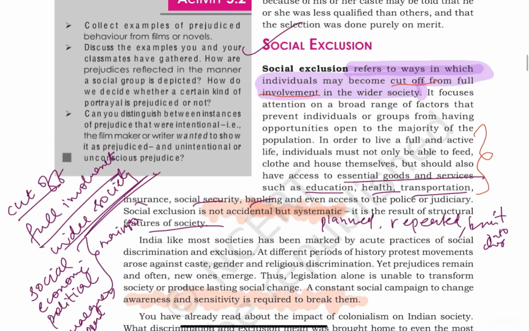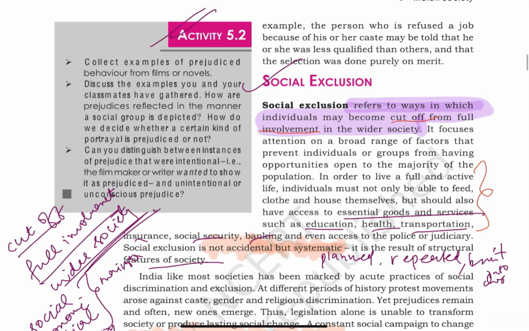In your Activity 5.2 here, you have to collect examples of prejudiced behavior from films or novels. So the examples you can use here are a movie where a poor student is mocked in a rich school, because here you have to collect what? Prejudiced behavior. How poor people are considered and how they are mocked, or a novel wherein women are denied education, or a story where a lower caste hero is not allowed in the temple.